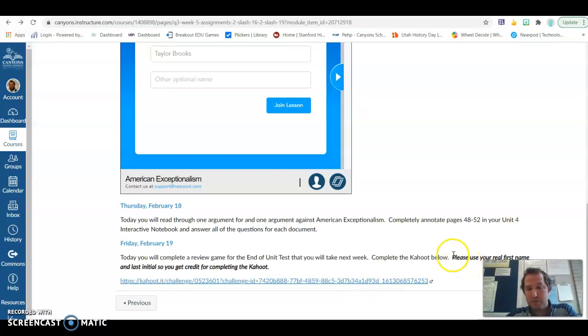Please use, and this part is really important, please use your first name and last initial so that you get credit for completing the Kahoot. And go through it, complete it, and if you know what's on here and you use your time in class next week to prepare for the test, you'll do just fine on the end of unit test.